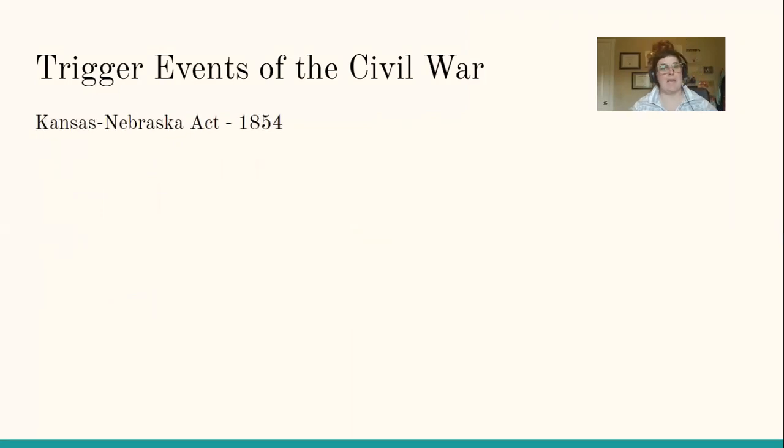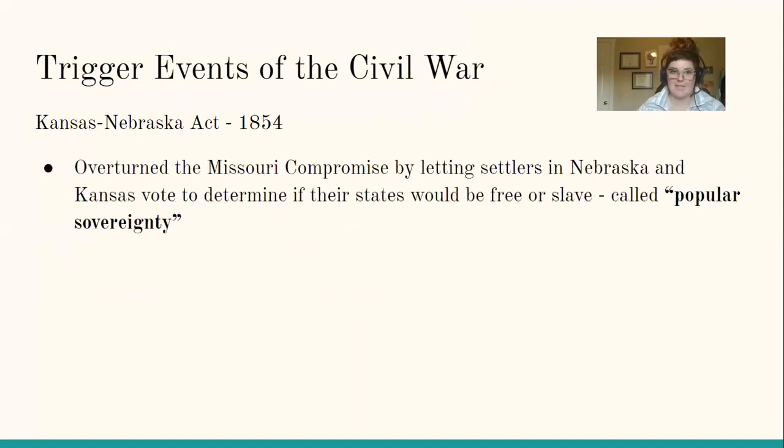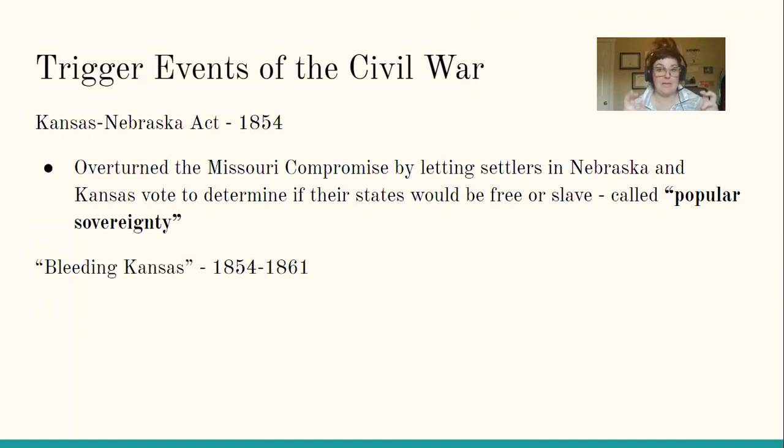Okay, then we have the Kansas-Nebraska Act of 1854. The Kansas-Nebraska Act overturned the Missouri Compromise by letting settlers in Nebraska and Kansas vote to determine if their states would be free or slave, right? So instead of saying Kansas is going to enter as a free state, or Nebraska is going to enter as a slave state, basically Congress said, we'll leave it up to you. The voters decide. This was called popular sovereignty, the idea that the people would decide whether or not slavery would be legal in their state. But what this actually ended up in was a huge amount of violence. This was a period of time called Bleeding Kansas.